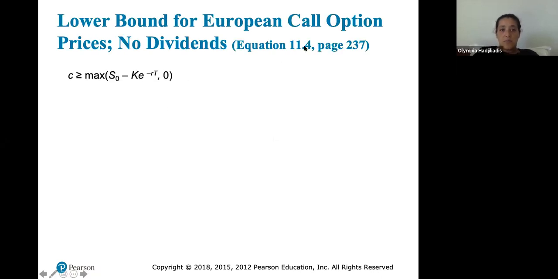So then a lower bound for a European call option price with no dividends is actually the max of S0 minus K e to the minus RT. We will see exactly how that is derived in a second.